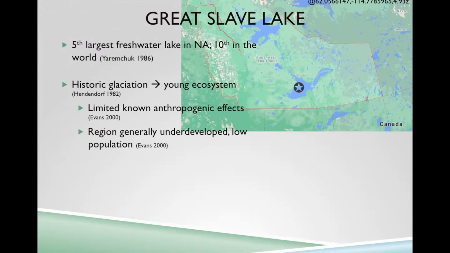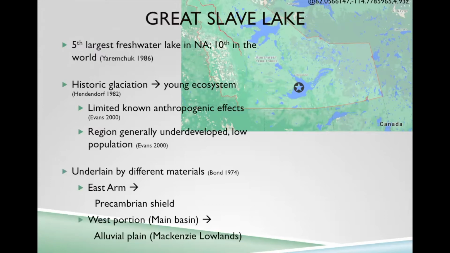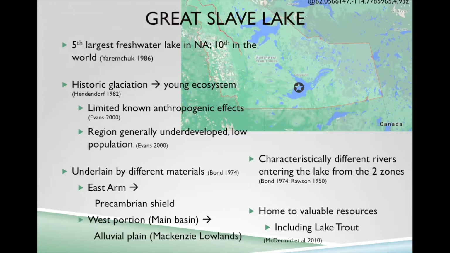The lake lies at a contact zone between two different types of geological underlay, which has resulted in two unique areas with very different characteristics. Those being the east arm with a Precambrian shield underlay, and the western portion, the main basin, with alluvial plain underlay. This section of the lake also contains much less variation in the underwater topography and a much shallower average depth than the eastern arm. Characteristically different rivers enter the lake from the different zones, which has helped aid in the physiographical differences between the two areas and has been a large influence on the fish community.